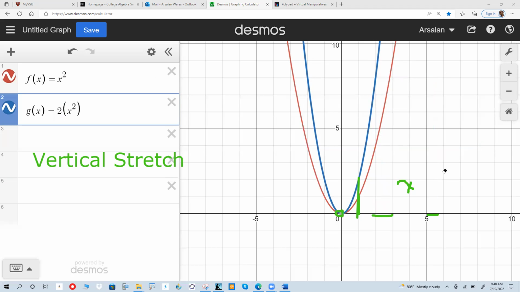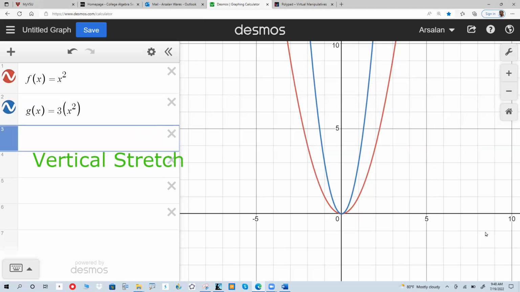Okay, what happens, guys, if I replace this 2 with 3? It'll be a vertical stretch by a factor of 3. It'll be stretched even more. Take a look. Look at what happened.